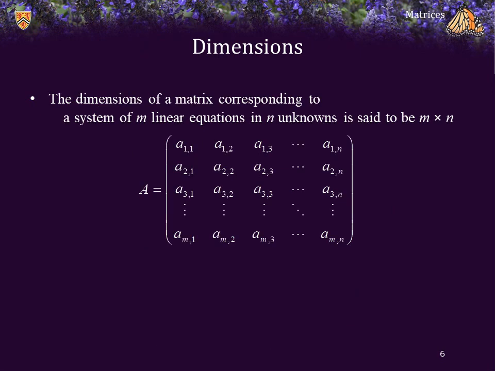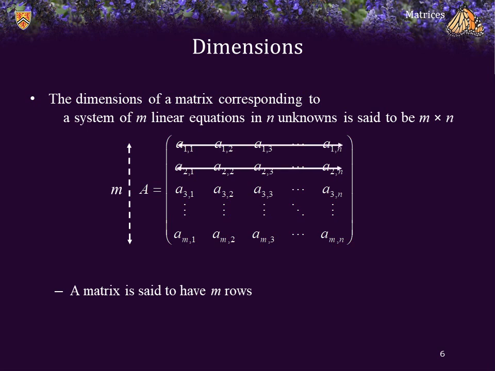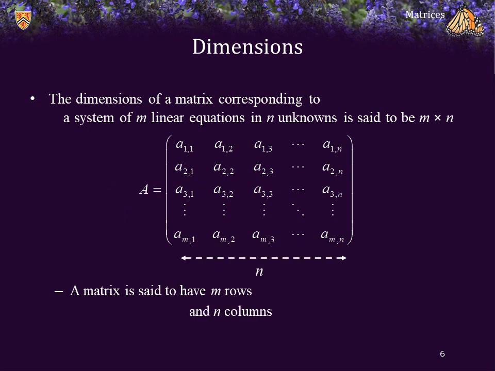The dimensions of a matrix corresponding to a system of m linear equations in n unknowns is said to be m by n. So, alphabetical ordering. A matrix is said to have m rows and n columns going across.